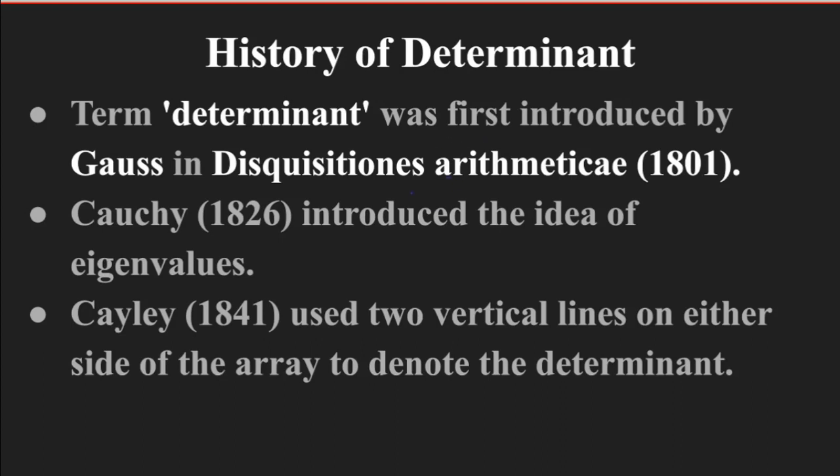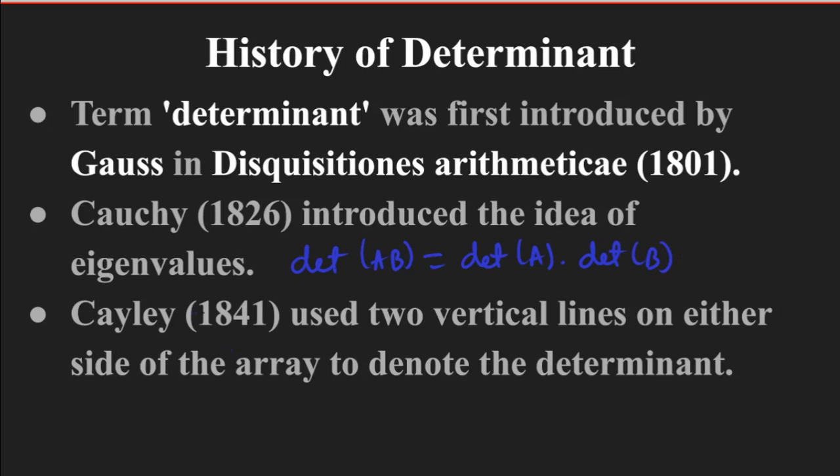which is that the determinant of the product AB is the determinant of A times the determinant of B. This idea, which is one of the modern properties of determinant, was introduced by Cauchy.